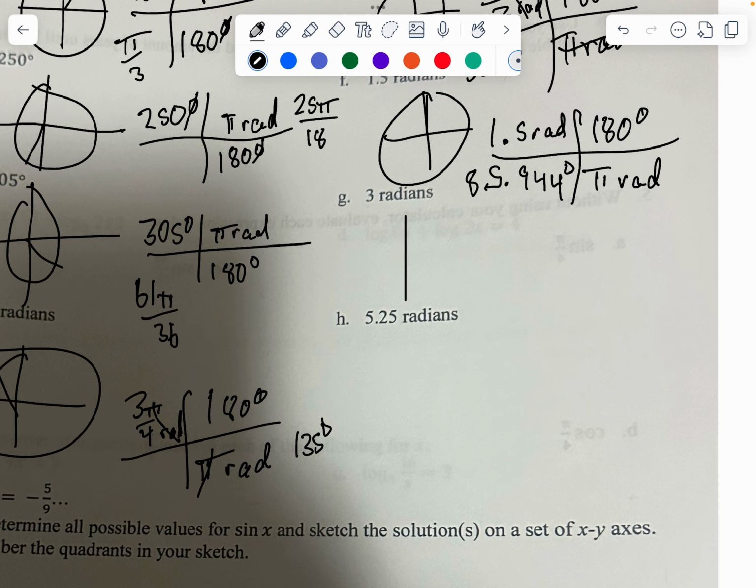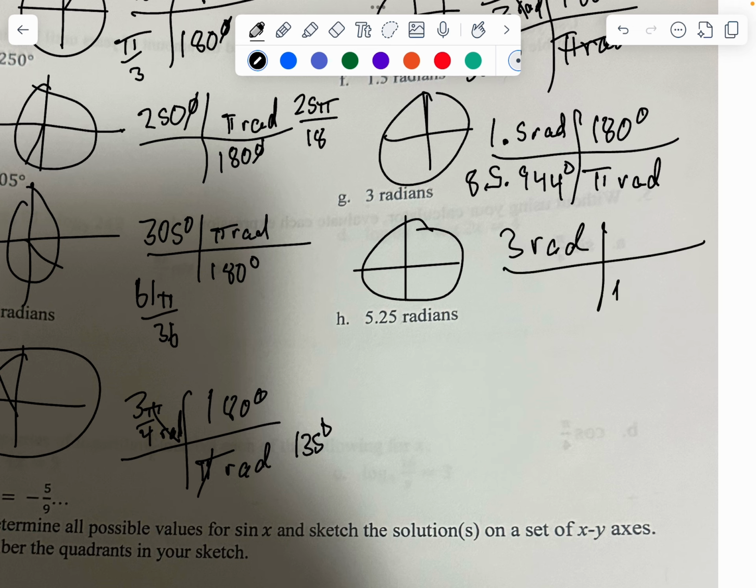3 radians. Convert that real quick. 3 over pi radians times 180 degrees. 3 divided by pi times 180 is 171.887 degrees. That's right there.